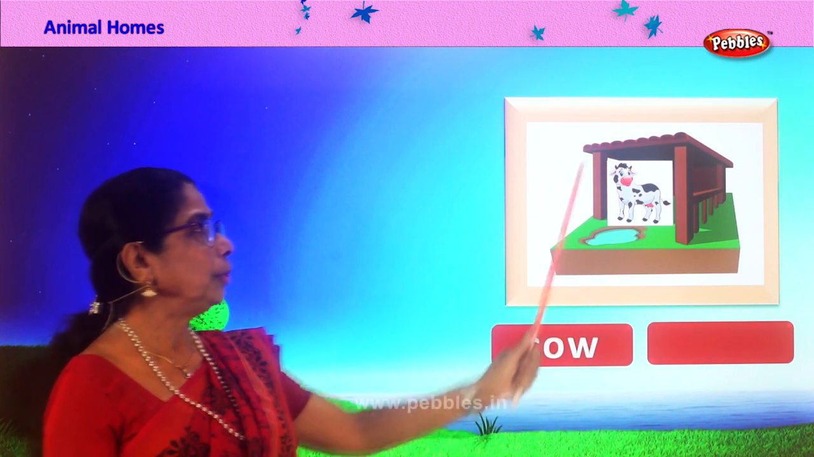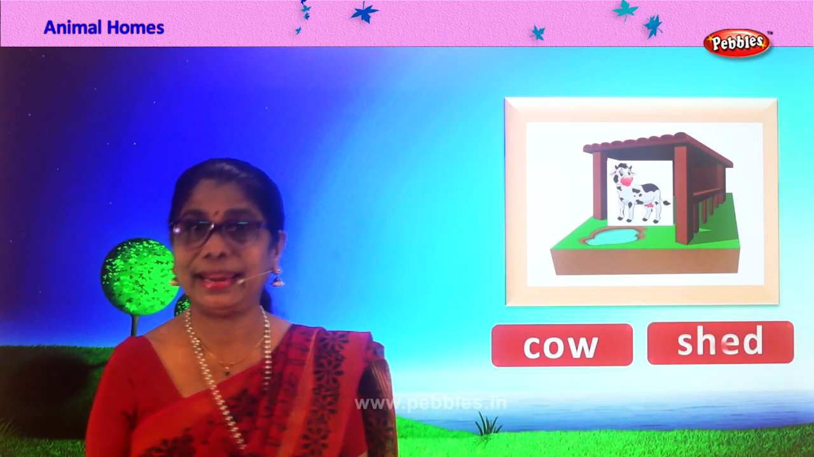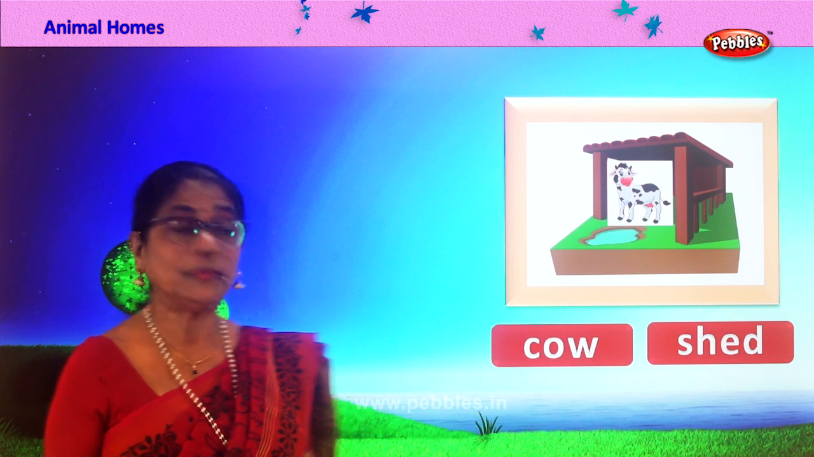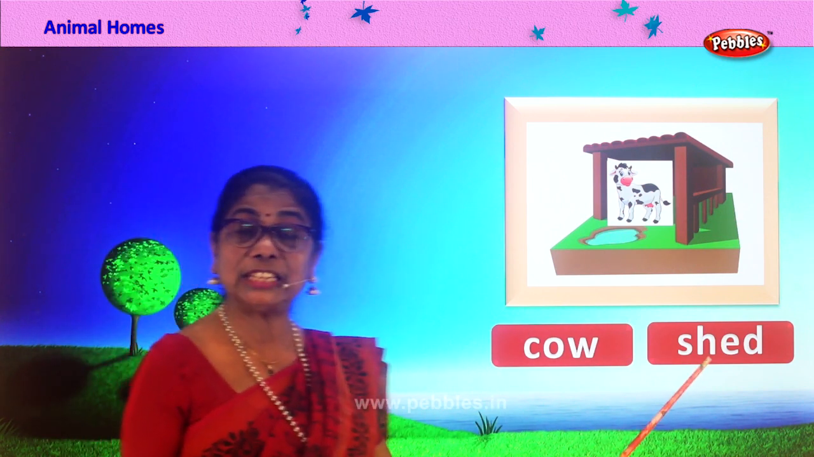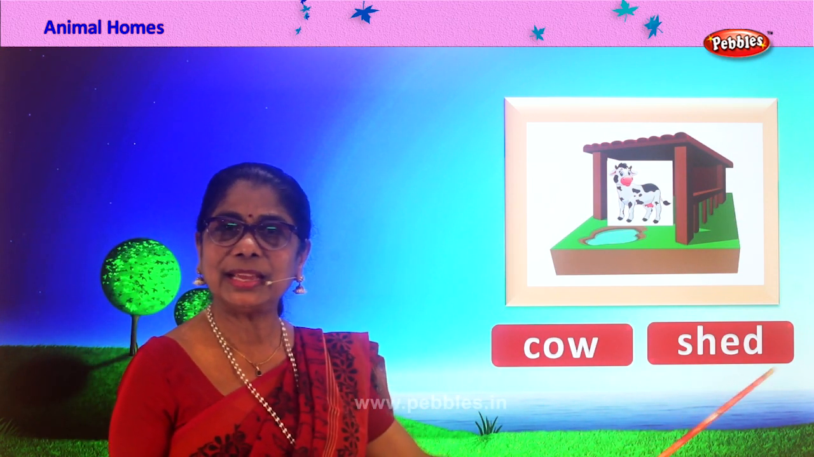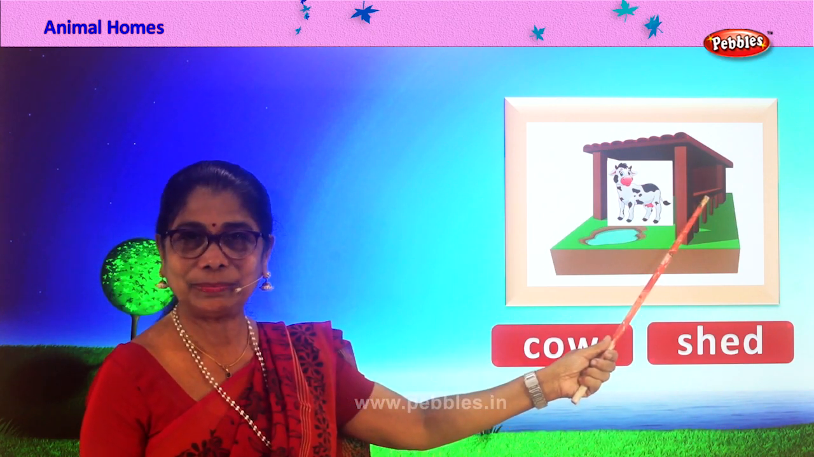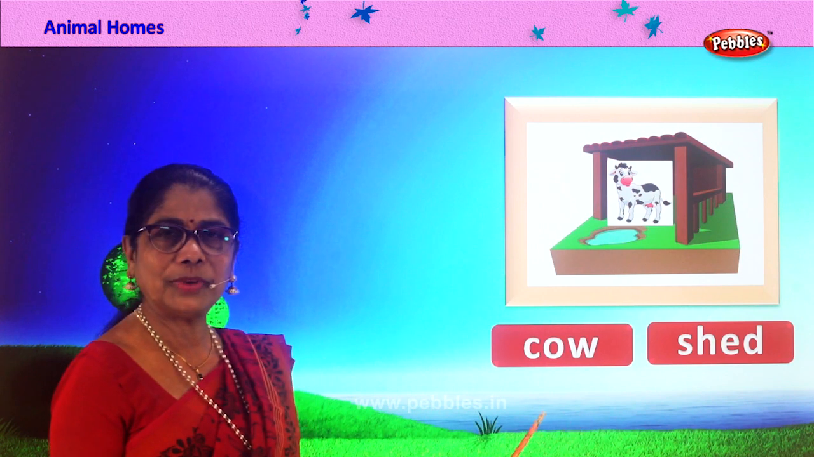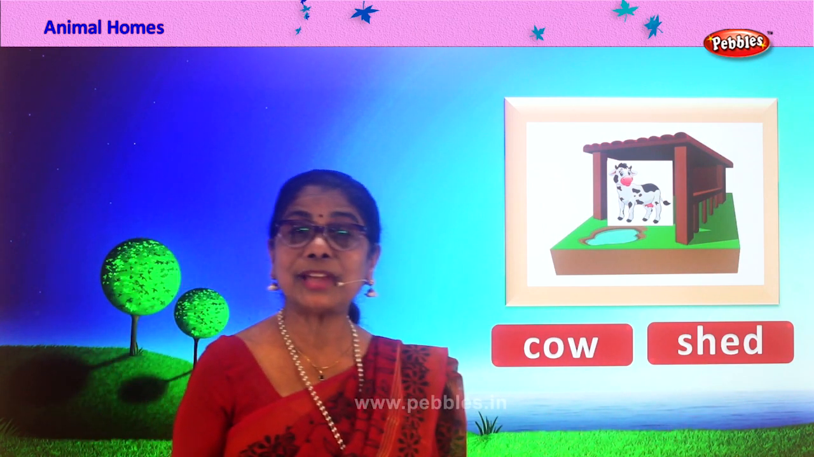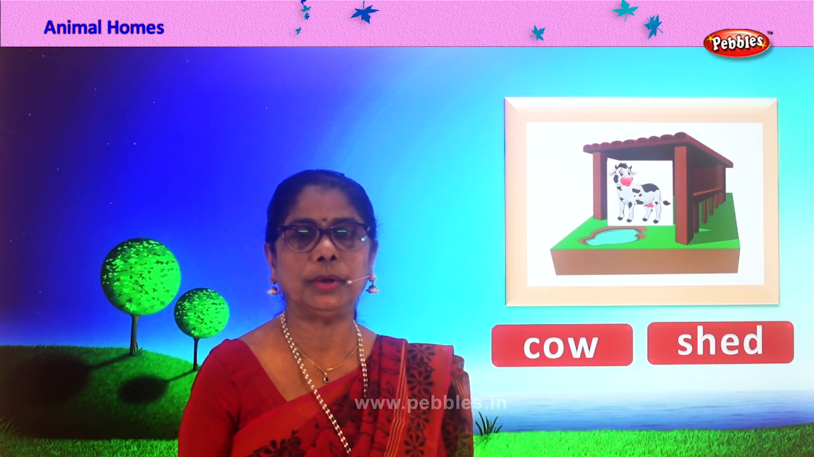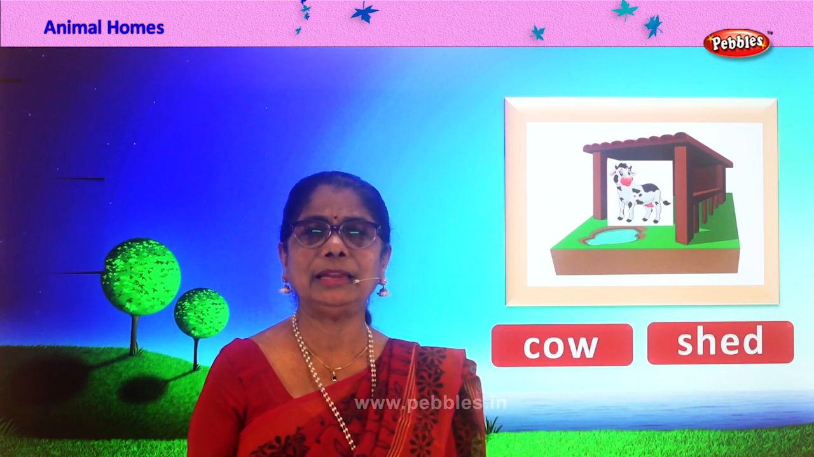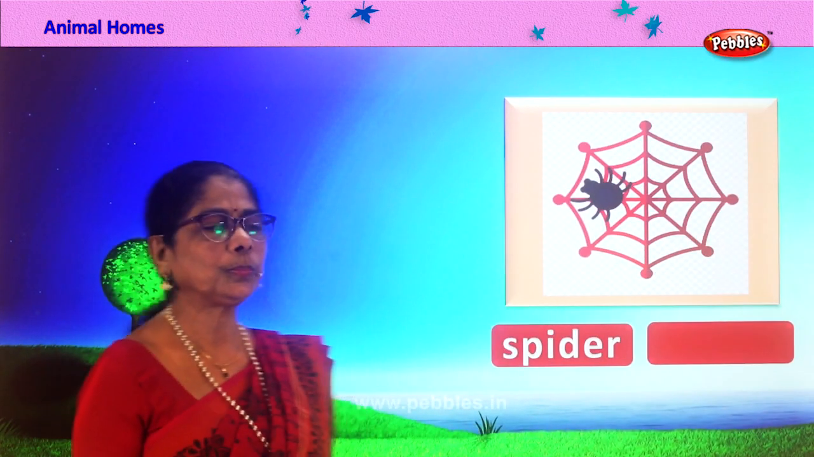The cows are put into a shed. Home of a cow is shed. Spell shed. S-H-E-D. Shed. This is a cow shed. Home of a cow is called shed. Cow shed. Good. Let's go on to look at another animal in its home.